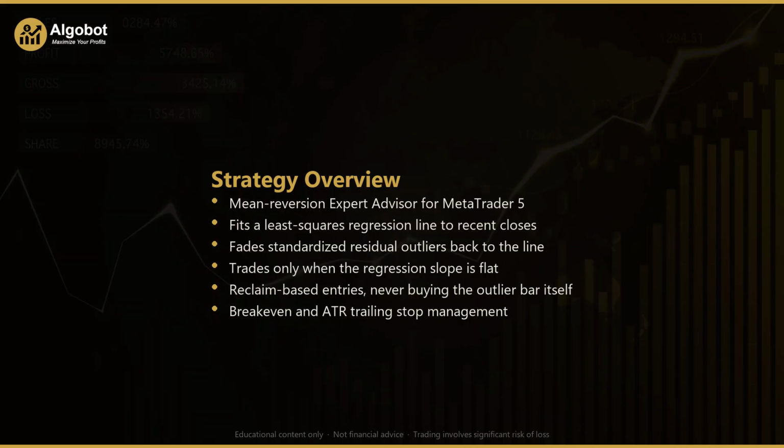Regression Residual Reversion fixes that reference. It regresses price against time, fitting a least squares line through the last 40 closes by default. That line represents the market's current expectation of price, given its recent drift. From there, the strategy measures each bar's residual, its distance from the fitted line, and converts that into a standardized score using the regression's own standard error as the natural noise band. A reading of 2.2 or more means the bar is a genuine statistical outlier, far from where the trend says it should be.